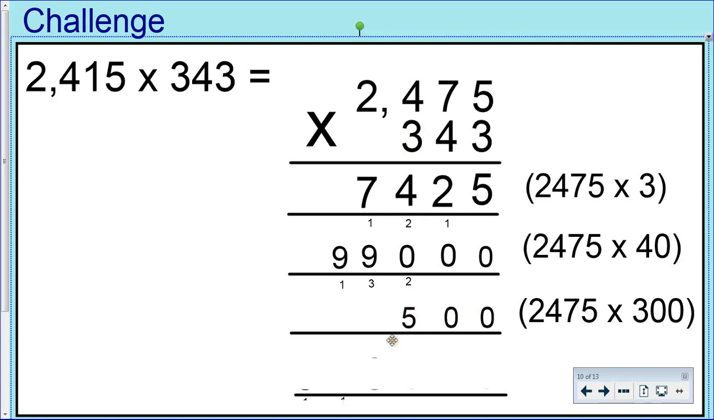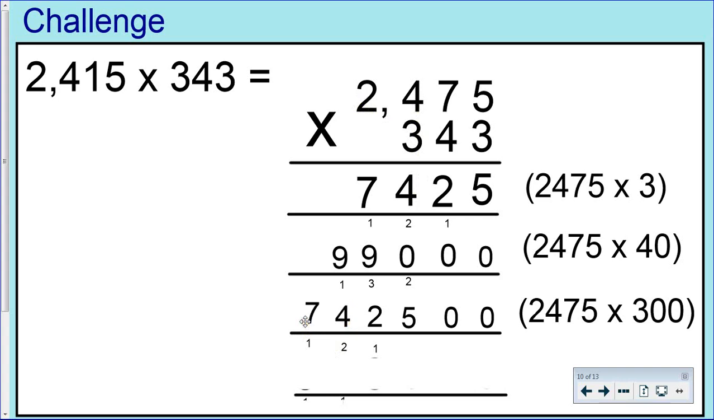I can't find it. Where's the 1? Here. There it is. 3 times 5 is 15. 3 times 7 is 21. Add the 1 is 22. Then we've got 3 times 4 is 16. No, it isn't. 3 times 4 is 12. Add the 2 is 14. And then we've got 3 times 2 is 6. Add the 1 is 7.